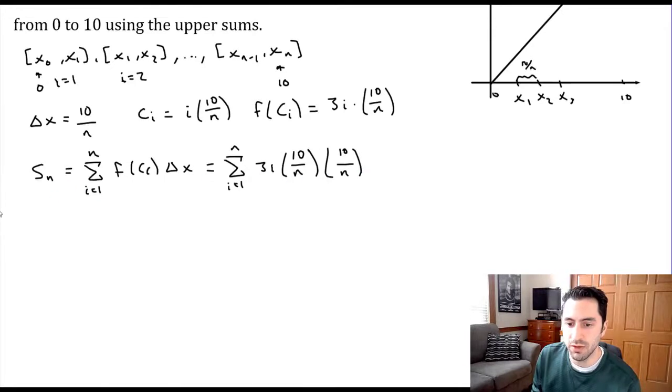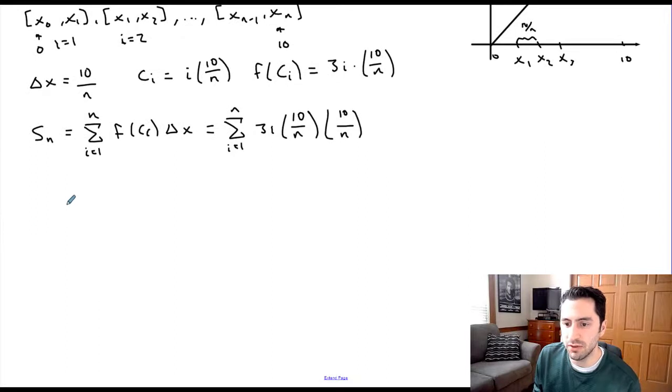So to do that, we're going to use some of our summation properties. The first one is that any constants, we can bring out front. 10 over n is a constant. This 10 over n is also a constant. And we also have the constant of 3. So why don't we multiply all of those together and bring that out front of our summation. So 3 times 10 is 300 over n squared. So that will be out front.